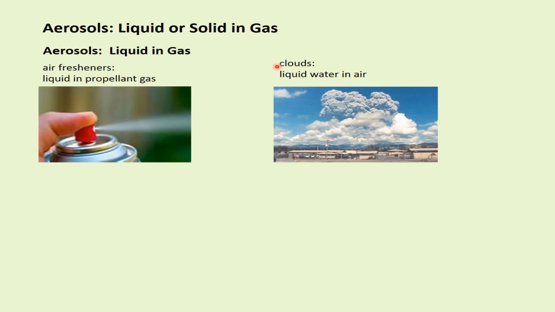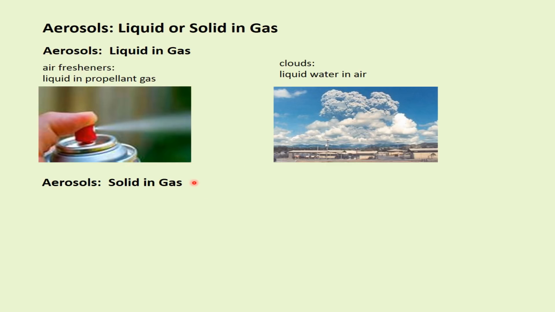Clouds, low-level clouds, have liquid water droplets dispersed in air. The fact that we can see these clouds indicates that their particle size is such that they are similar to that of wavelength of light and therefore disperse the light.